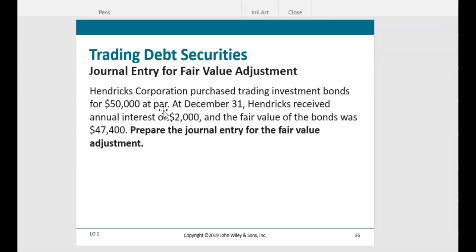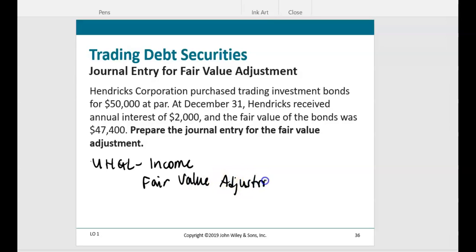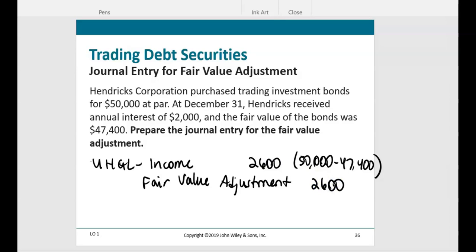And then the last entry, we need to record the fact that the fair value of the bonds decreased from $50,000 to $47,400. So that is a decrease in fair value, which means we need to report a loss to the account unrealized holding gains and losses. This is not equity because these are trading securities. This is going to be to income. And we are going to decrease the account fair value adjustment. The amount of our entry is the change in the fair value, $2,600. And that concludes our last example.